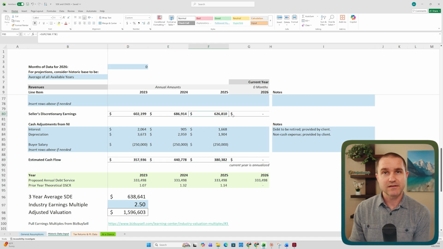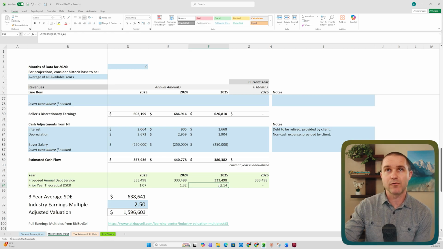Because it's great that we've got SDE of 626, but really we only have 380,000 available to make loan payments. So now you can see what happens. Before, we had plenty of room on our debt service coverage ratio. It was well above the 1.25 minimum, but now we're at 1.14, which is probably below where a lender is going to be comfortable.